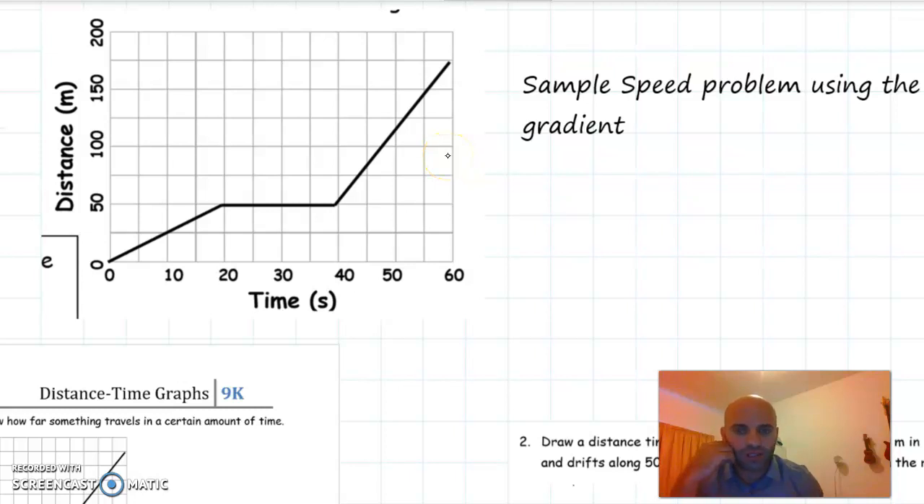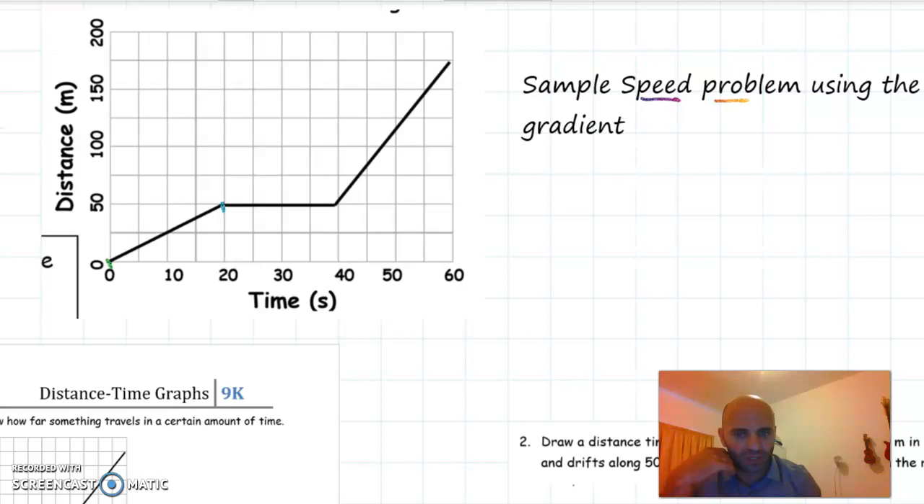Okay, there are certain parts of your homework that are going to ask you to calculate the speed from a distance-time graph. So I just put together a quick video to show you exactly how to do that, in case anyone's confused. So let's say, for example, I'm asked to calculate the speed over the first 20 seconds, roughly. Okay, so what I do is I get the gradient or the slope of that line.